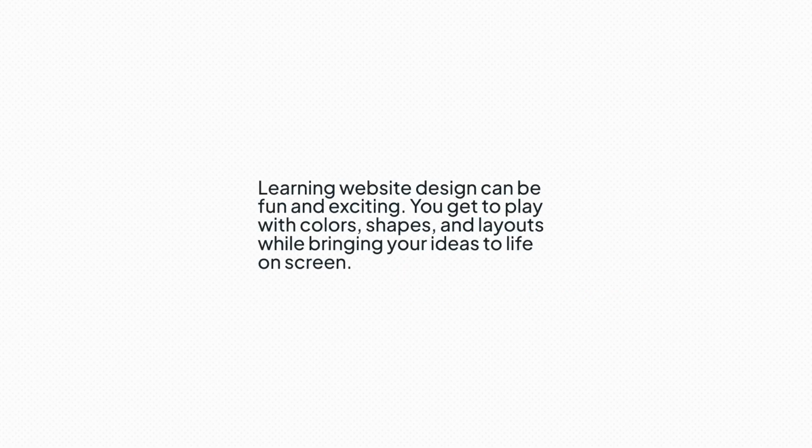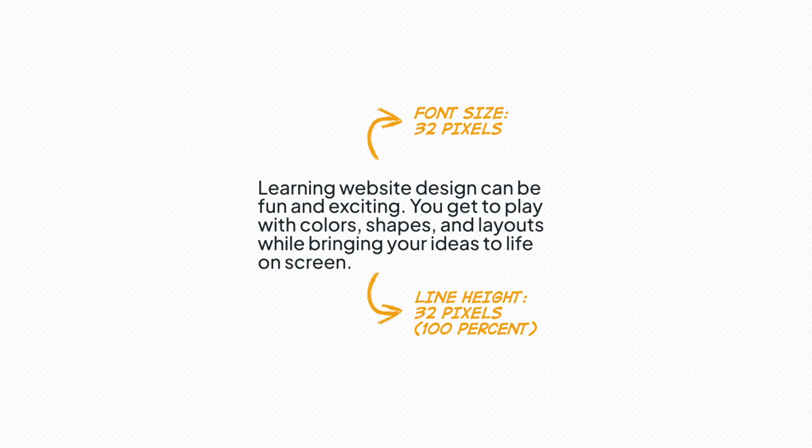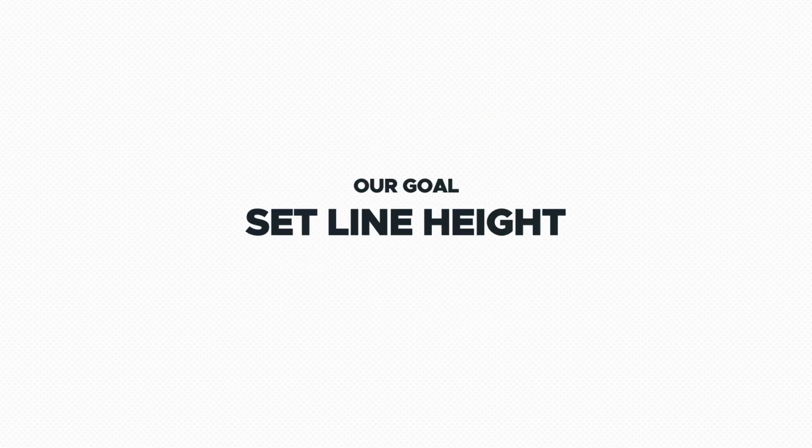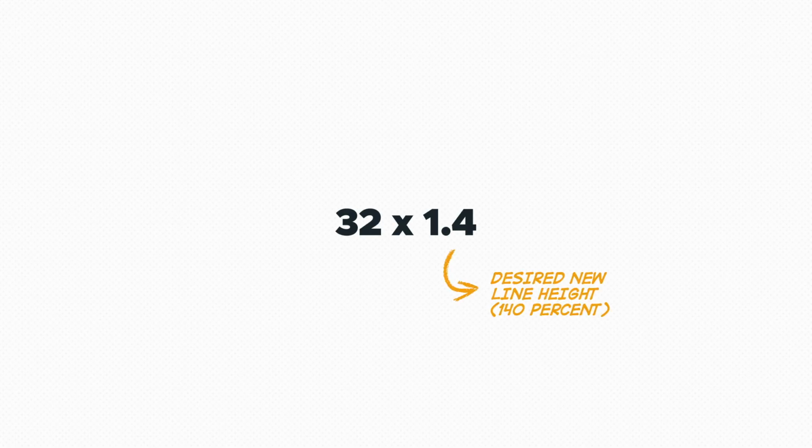In this example, we have a paragraph with a font size of 32 pixels and a line height of also 32 pixels. So basically, it's using 100% line height. Let's say we want to set the line height to 140%. How are we going to do that? It's really easy. We just need to get the font size, which is 32 pixels, and multiply it by 1.4, which is also equal to 140%.